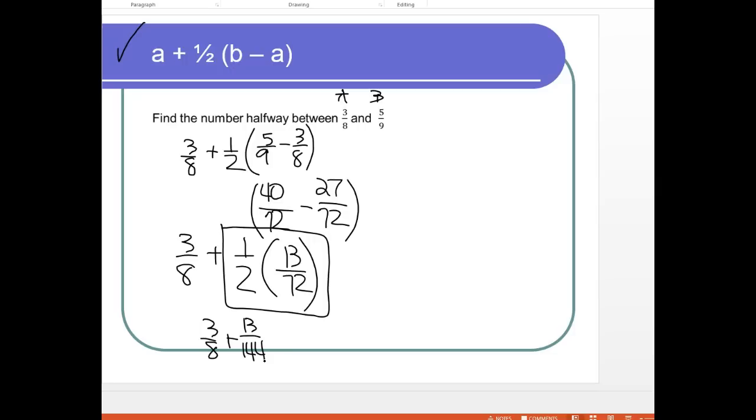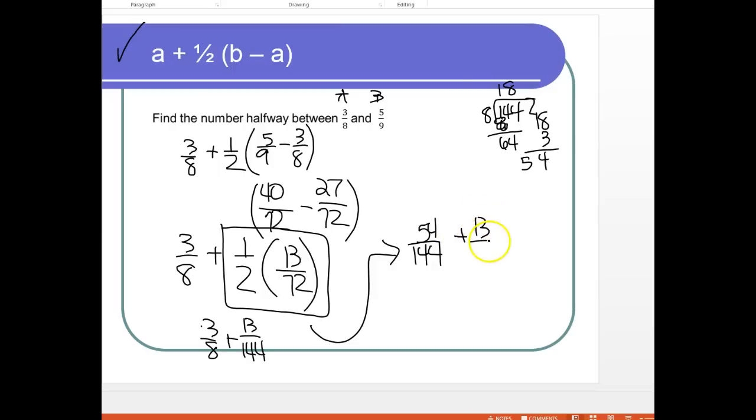Well, first thing I'm going to try, will 8 go into 144? Because if it does, that would be a nice, helpful hint to help me find my common denominator. So let's try it. Does 8 go into 144? Well, 8 goes into 144 18 times. Oh, yes, okay. And then we're going to have to multiply that by 3. So we've got 18 times 3. That's going to be 54. So we've got 54 over 144. Okay, I just made my equivalent fraction, plus 13 over 144.